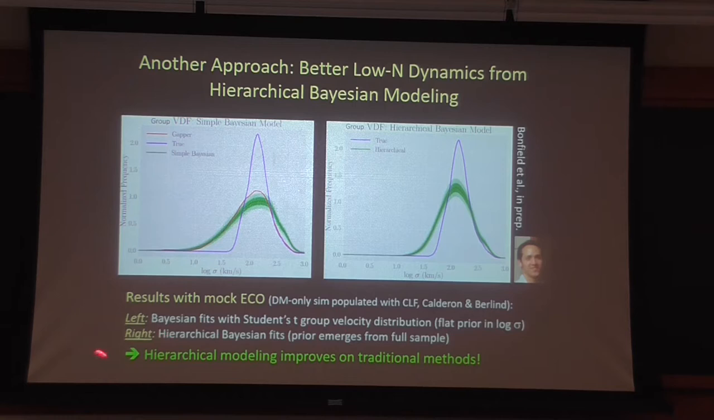So what we've done instead is this hierarchical Bayesian modeling. So the prior emerges from the full sample. It's the same basic function, Student's t, and you see that the hierarchical model is a much better answer. So now it does as well as the gapper does at the high dispersion end, but it actually does better at the low dispersion end. So we're improving. This is work in progress. We're trying to see if we can get it even better, but it's already a big improvement.